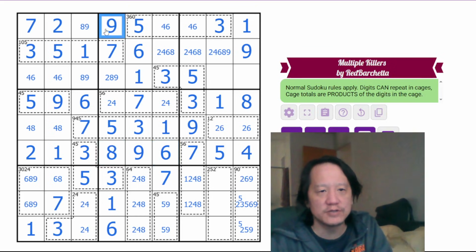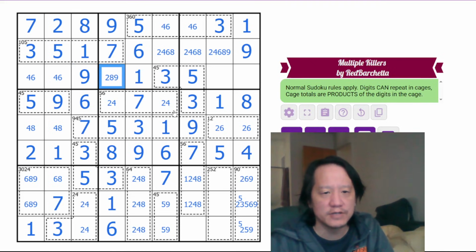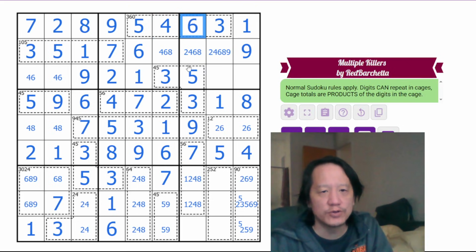8 eliminates 8 here, so it's 9. This can't be 8 or 9, so it's 2, which eliminates 2 here, so it's 4 and 2. So this cannot be 2 here. And this can't be 6 because of the 6 in the column. So this is 4, that's 6. This can't be 4 or 6, it's 8.